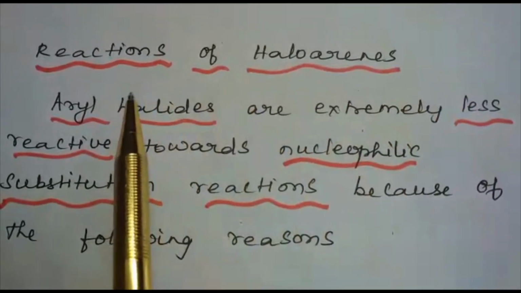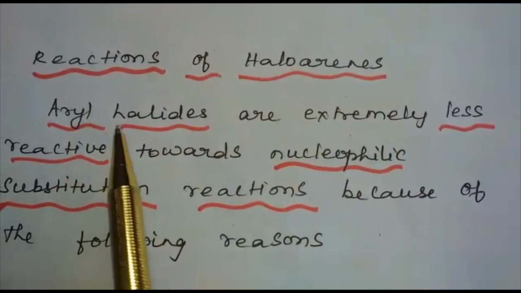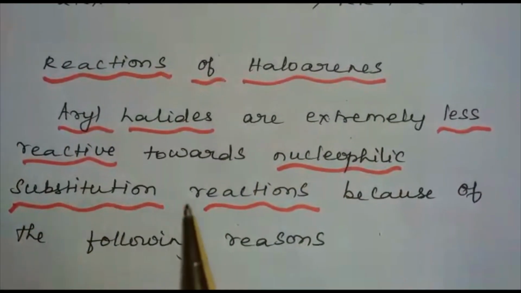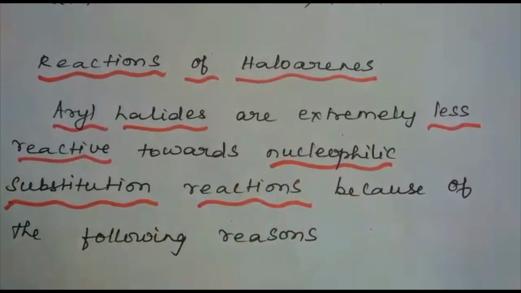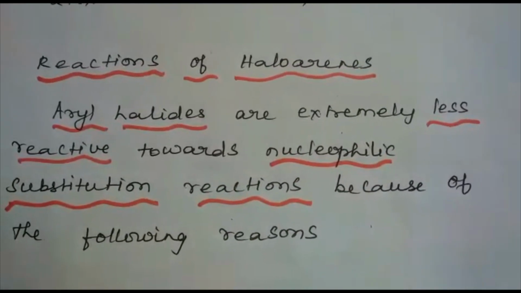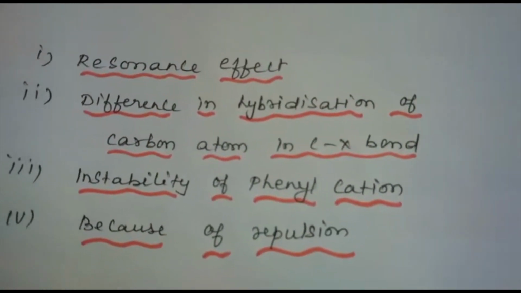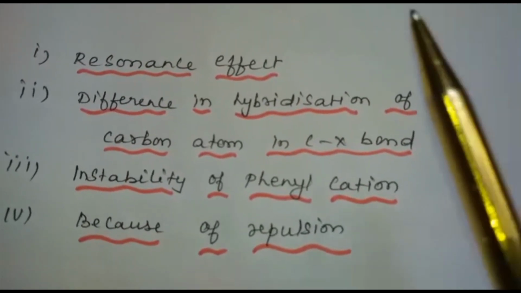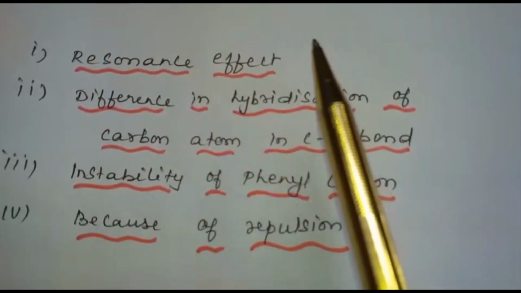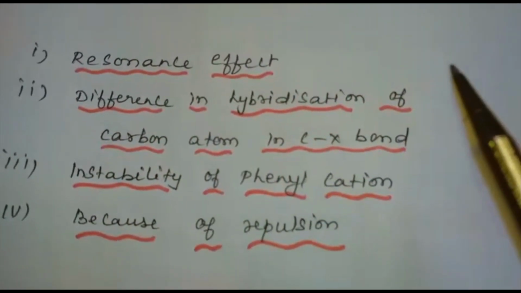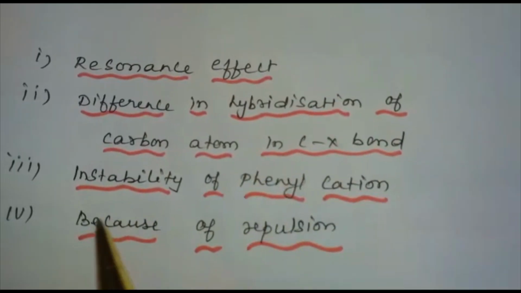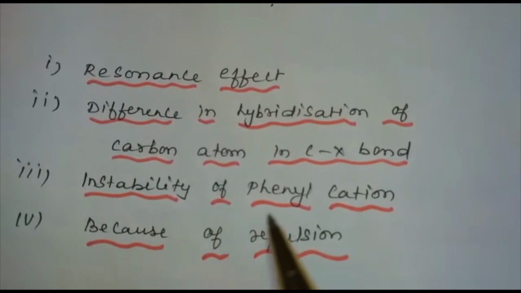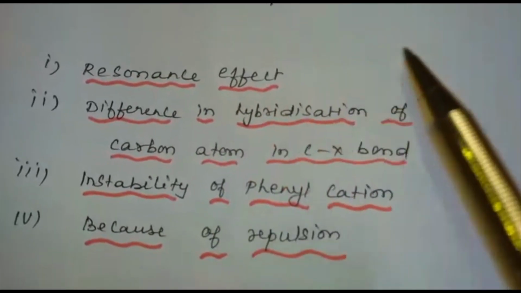Next is reactions of haloarenes. Aryl halides are extremely less reactive towards nucleophilic substitution reactions because of the following reasons. What are the reasons? One is resonance, second is the difference in hybridization of the carbon atom in the C-X bond, third is instability of the phenyl cation, and fourth is repulsion. One by one we will discuss these things.